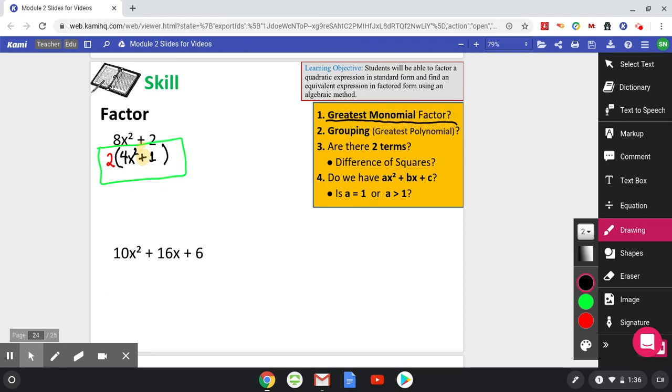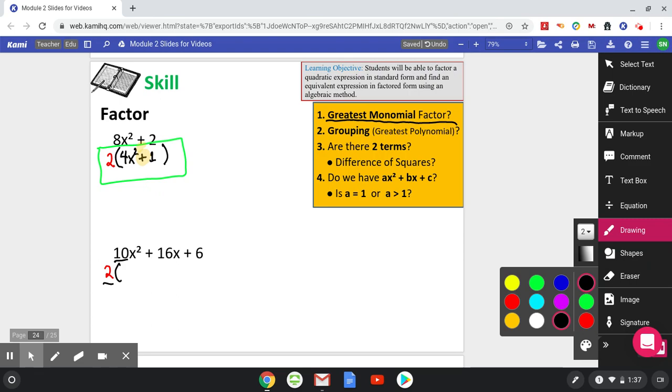Is there a number that 10, 16, and 6 are all divisible by? If you look carefully, they are all divisible by 2. That means I will be factoring out a 2. So 2 on the outside. And let's see what we keep on the inside.